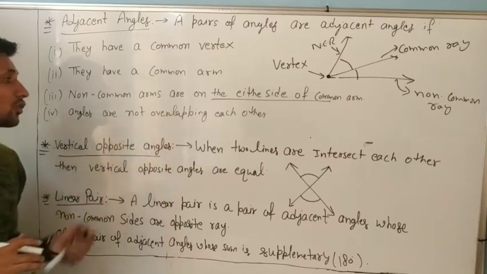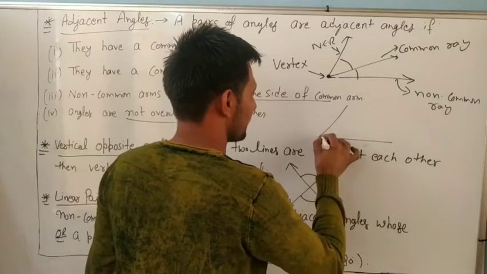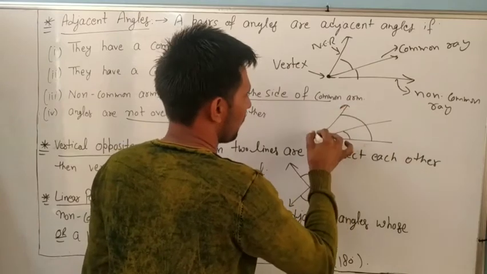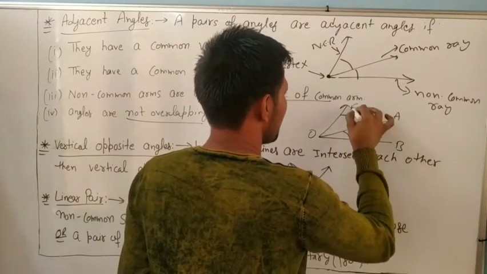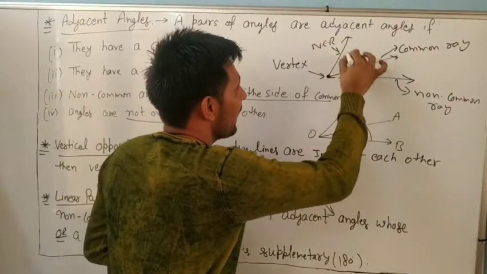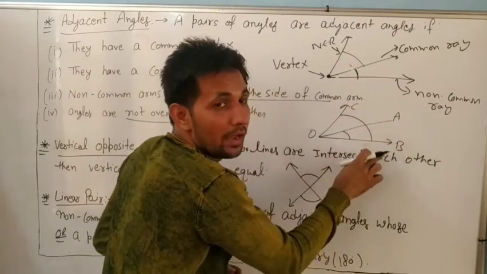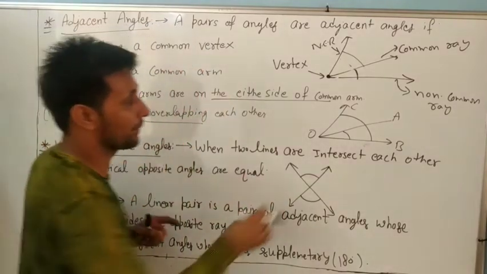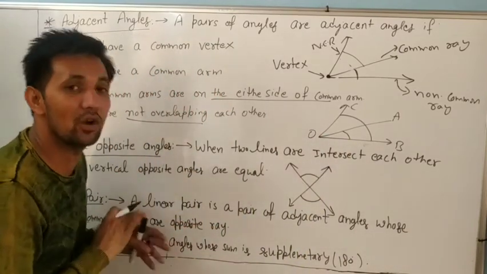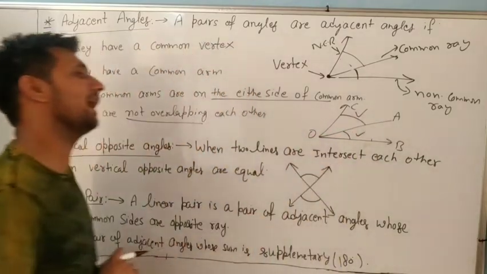Next is that angles are not overlapping. What does this mean? If I ask you about these two angles, this angle and this one complete angle, O, A, B and C, you will say, sir, they are adjacent. But no. This angle and this angle are adjacent, but we are taking a whole angle. So angles must not overlap. Here this angle is included in the second one also. The angles are overlapping, which means they are not adjacent. But if you take only this one and this one, then they are adjacent.